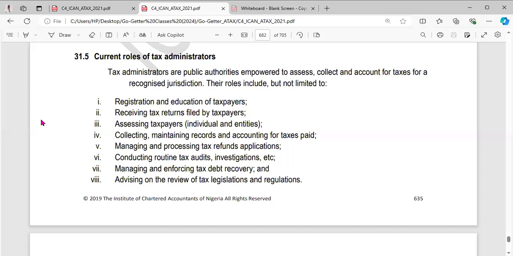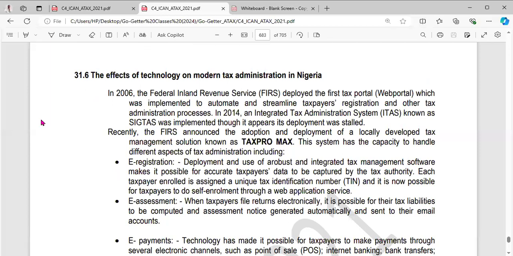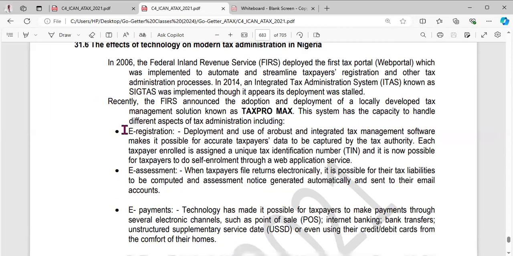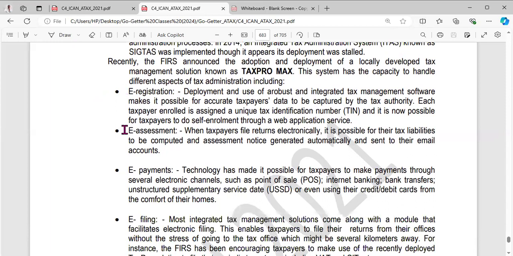Now, what are the effects of technology on modern tax administration? With the coming in of Tax Pro Max, the system has the capacity to handle different types of tax administration, ranging to e-registration. E-registration is one of the ways that you automate your tax system on Tax Pro Max. And so when you register your company and your company gives you your RC number, you take it to Tax Pro Max.